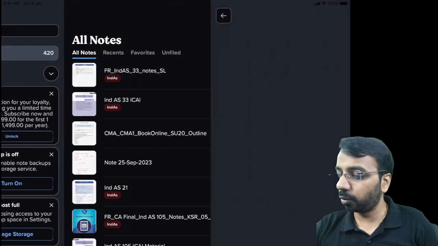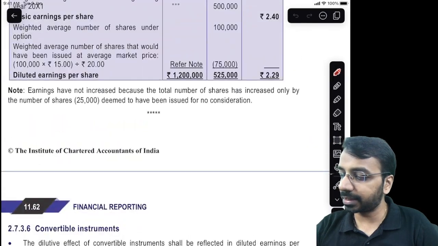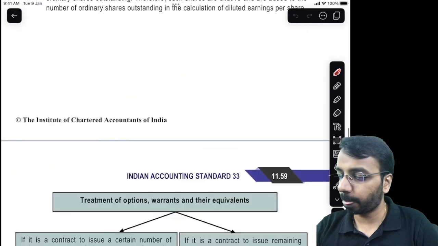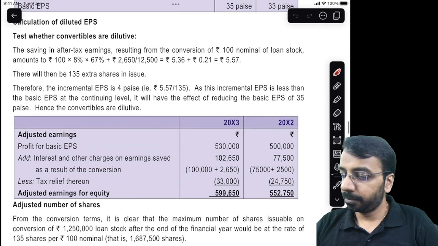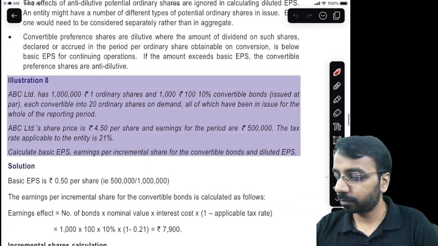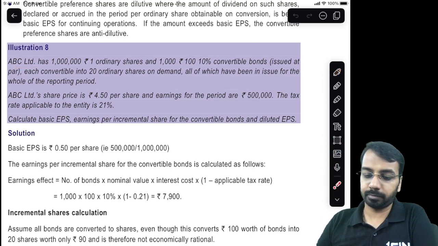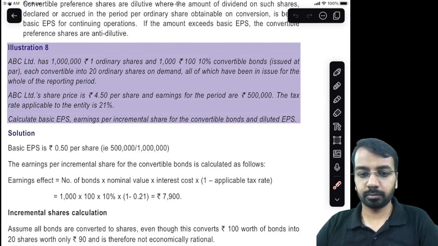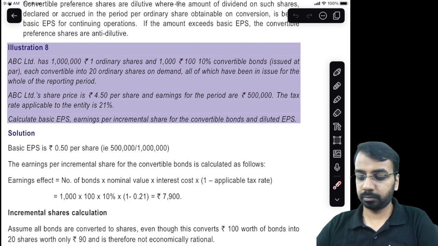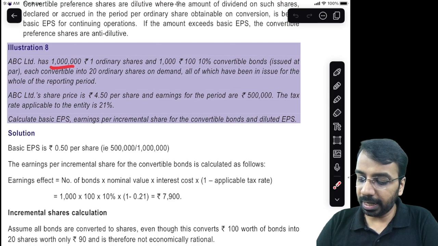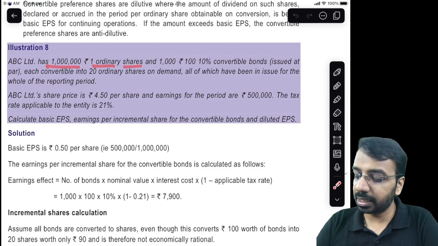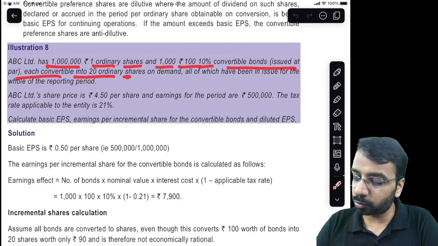So what we'll do is, we'll take a few questions from the material that will improve our understanding of diluted earnings per share. ABC Limited has 10 lakh 1 rupee ordinary shares and 10% convertible bonds issued at par, each converting into 20 ordinary shares on demand, all of which have been issued for the whole of the reporting period.